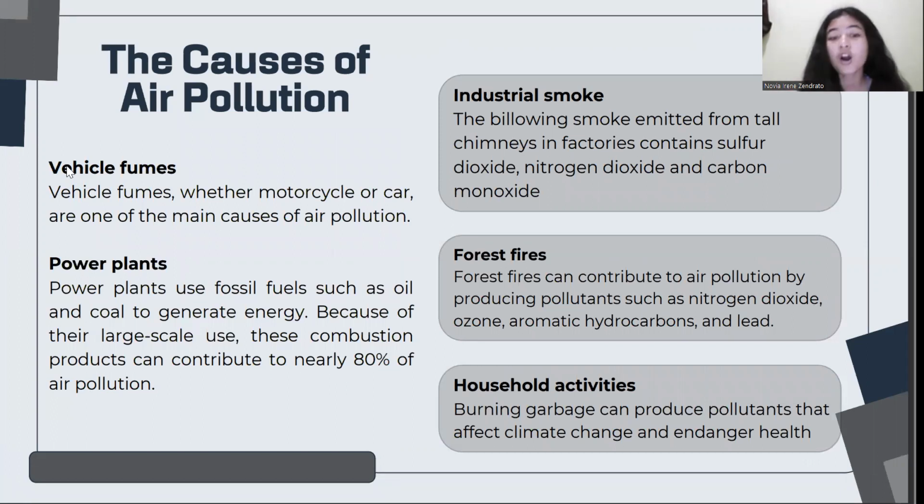The causes of air pollution. The first one is vehicle fumes. Vehicle fumes, whether motorcycle or car, are one of the main causes of air pollution. It's because vehicle emissions contain carbon dioxide gas, which forms ozone on the Earth's surface and becomes pollution. The concentration of ozone that causes air pollution can increase when the weather is hot and the humidity is low.